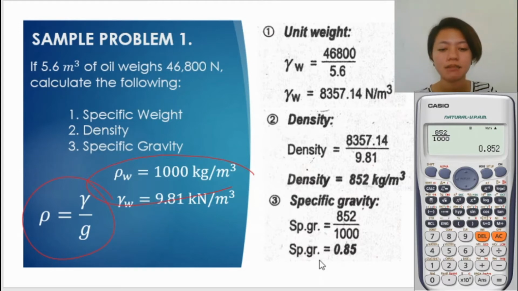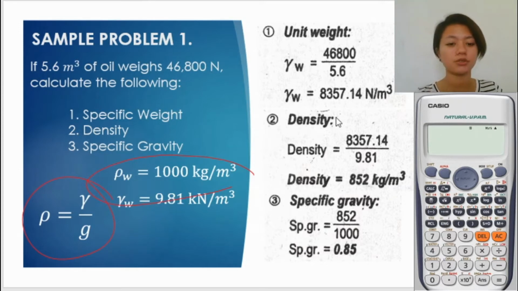Since we also got the unit weight in number 1, let's check whether the answer is the same if we use the unit weight to get the specific gravity. So, we have 8357.14 Newton per meter cube. As you can see, they don't have the same unit. So, let's first convert our unit weight into kilonewton.